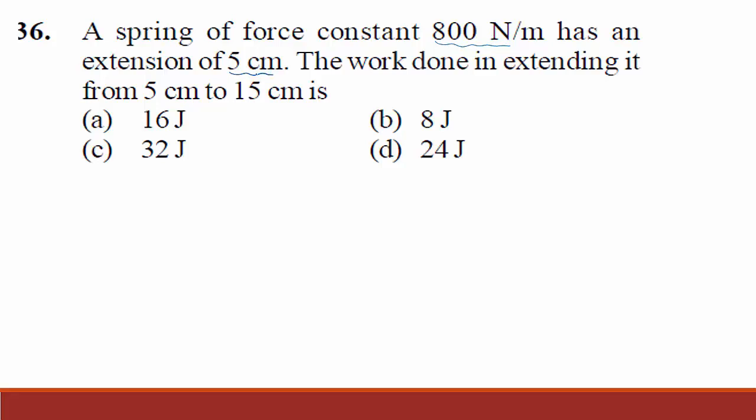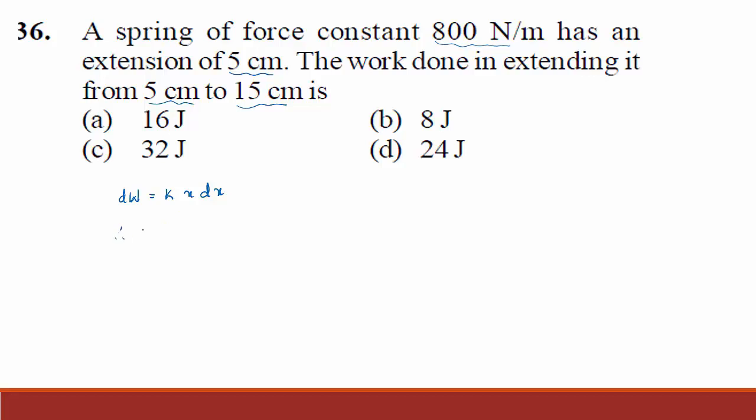A spring of force constant 800 Newton per meter has an extension of 5 centimeter. The work done in extending it from 5 centimeter to 15 centimeter is. Here the spring force constant is given. We have the equation, the work done, that means we can take dW is equal to K x into dx. X is the extension, K is the force constant with respect to dx.